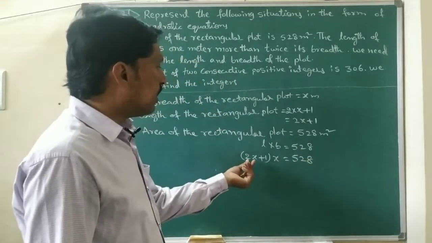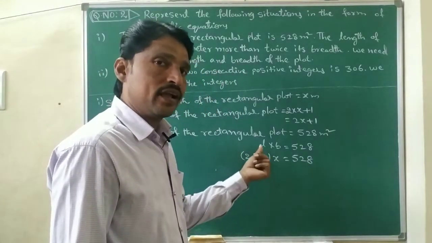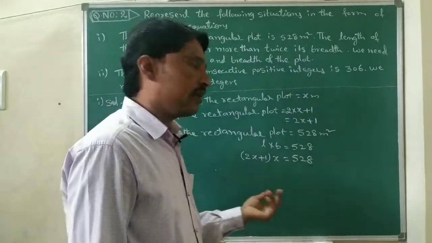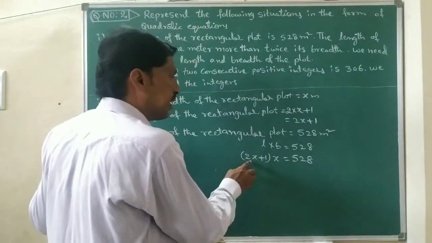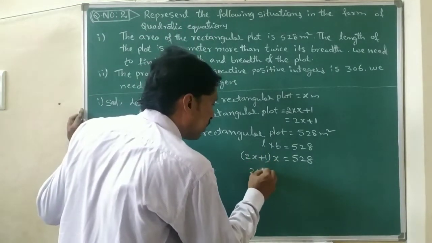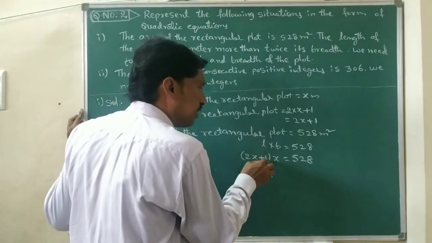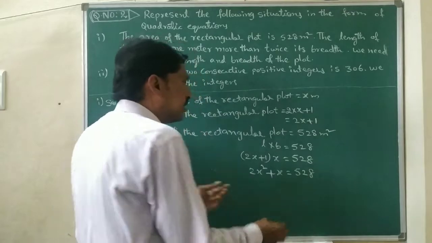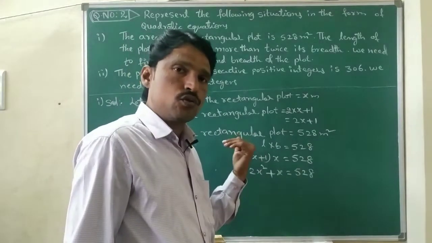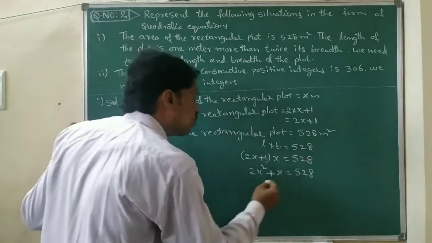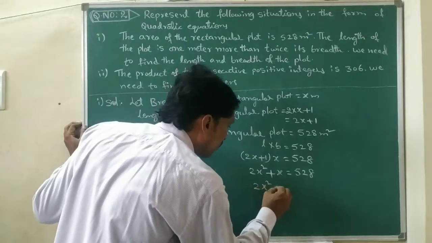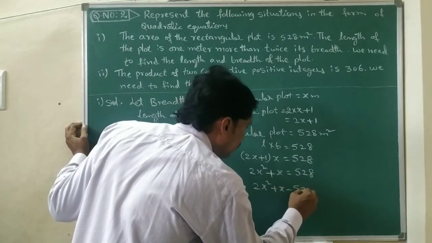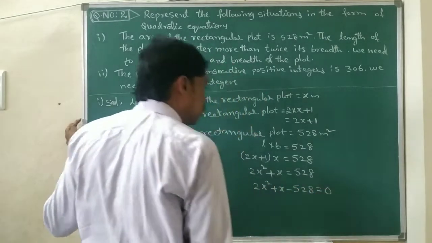So now here the LHS is 2x plus 1 into x. We need to multiply: 2x into x, 2x square, plus 1 into x, x, equal 528. This constant you have to transpose to the left. We are getting equal to 0: 2x square plus x minus 528 equal to 0.